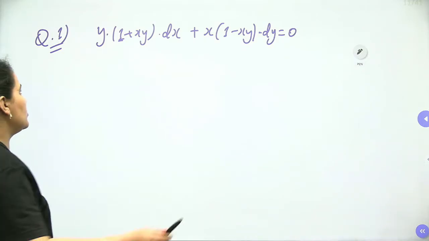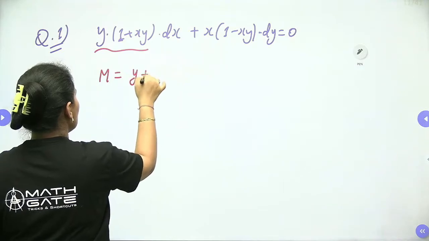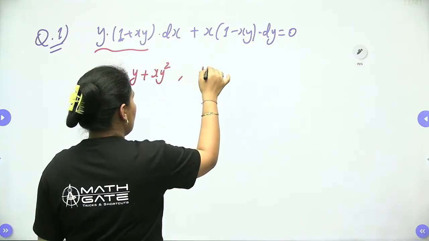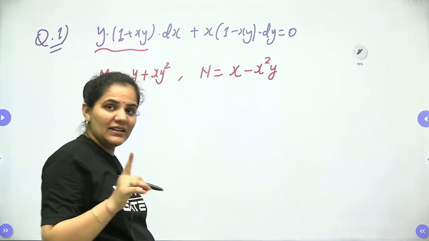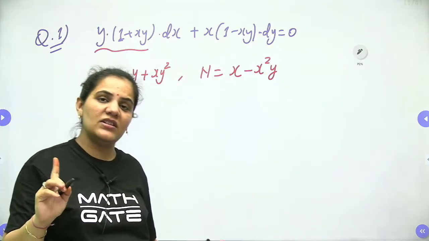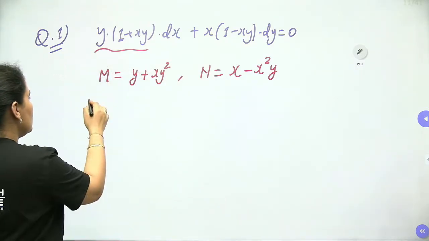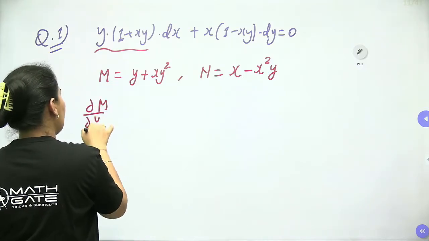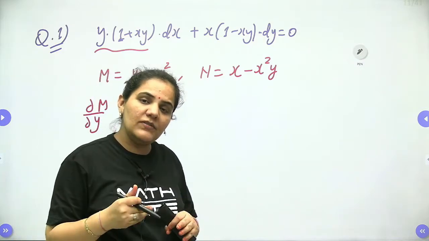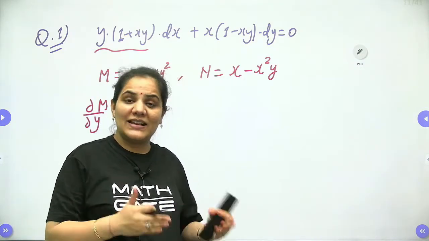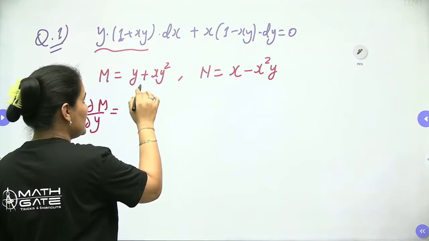Now let's approach it. We have M = y + xy², and N = x - x²y. It's clear that this equation is not at all exact. Still, if you want to check, I will check for you. Whenever we have the equation in the form M dx + N dy, first of all we check whether the given equation is exact or non-exact. So we find the partial differentiation of M with respect to y.